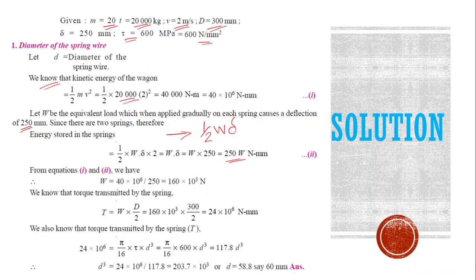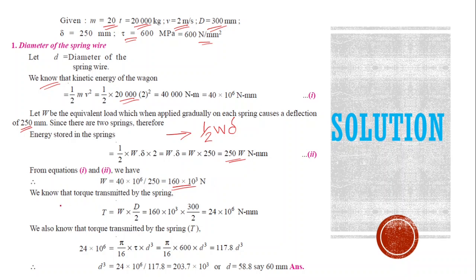Here, equating equation number 1 and equation number 2, W is equal to 40 into 10 raised to 6 divided by 250, that's equal to 160 into 10 raised to 3 Newton.